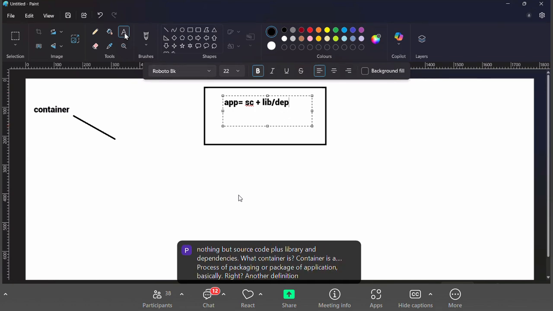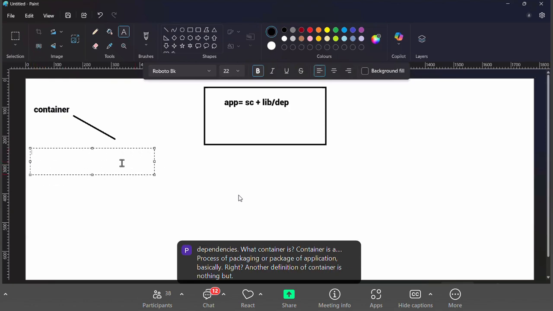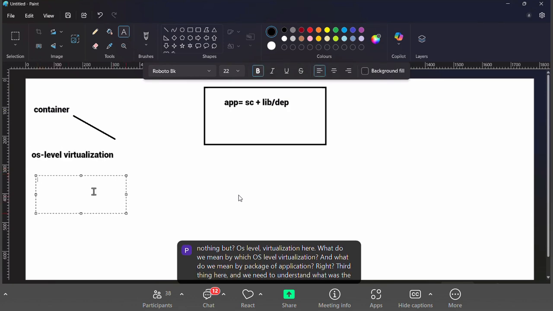Another definition of container is nothing but OS level virtualization. What do you mean by OS level virtualization? And what do you mean by package of application? Right? The third thing is we need to understand what the necessity was. Why container? What and why container technology? This technology came into the market.